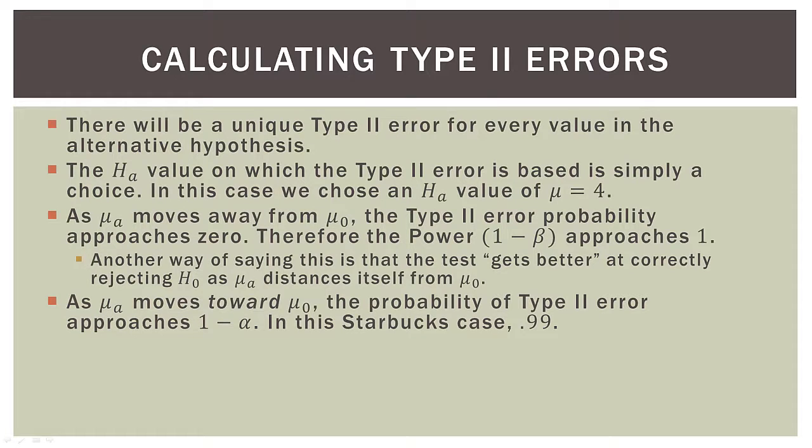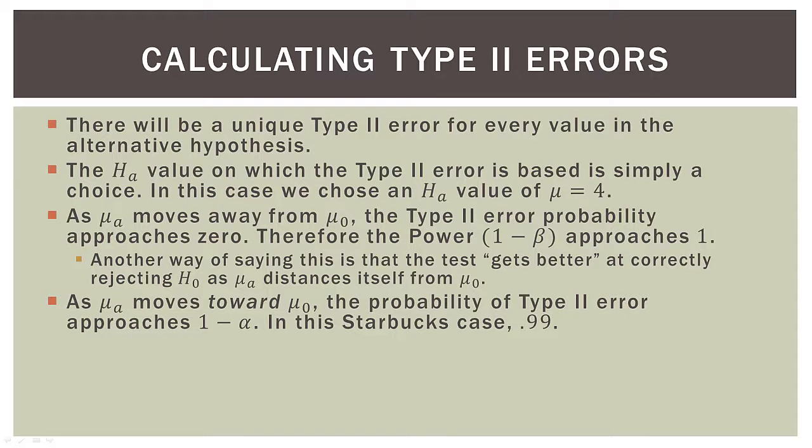Now, as the alternative population mean moves inward towards the hypothesized population mean, the probability of type 2 error approaches 1 minus our alpha. So in this case, it was 0.99. And remember, when the curves exactly lined up, the type 2 error rate was 0.99, because that was 1 minus our alpha.